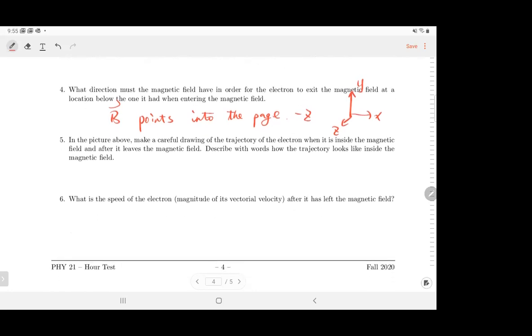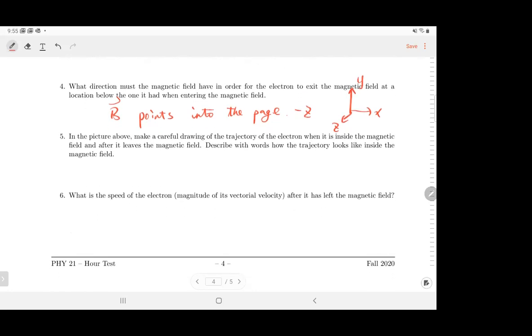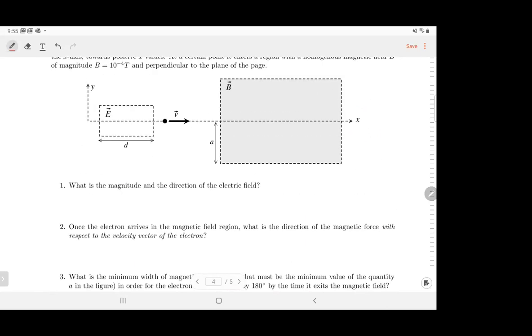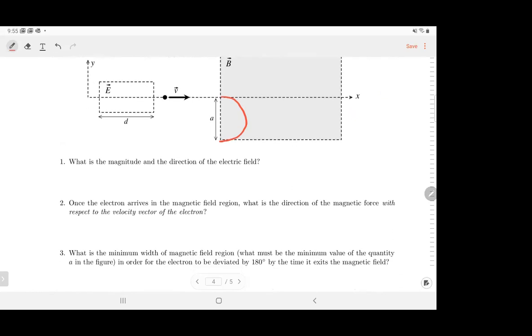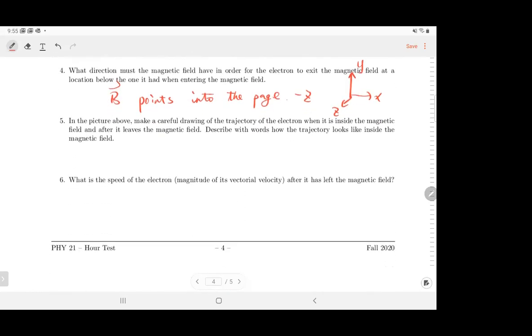Okay. Number five, in the picture above, make a careful drawing of the trajectory of the electron when it's inside the magnetic field. Okay, so that will be like this, a semicircle. And number six, what's the speed of electron after it has left the magnetic field? What's the speed?